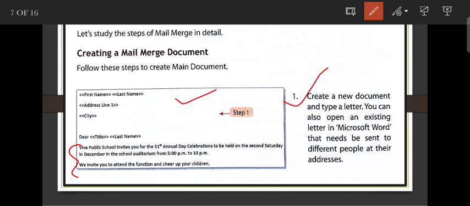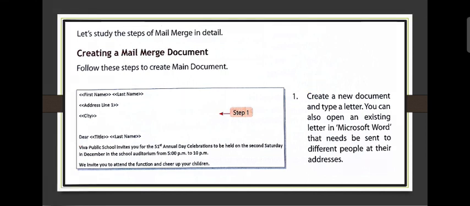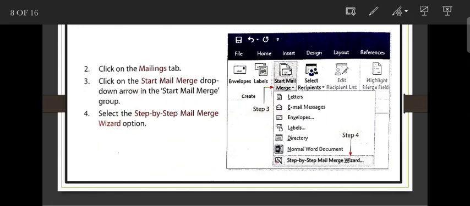You can also open an existing letter in Microsoft Word that needs to be sent to different people at their address. So you can also use the existing letter, or you open a new blank document and type your letter body. Okay, this is the first step. Next, number two step is click on the mailing tab.